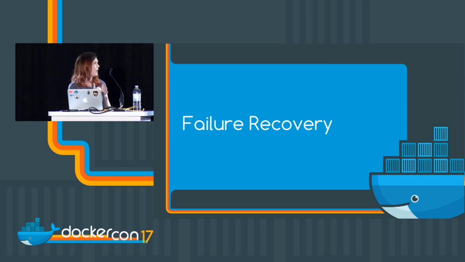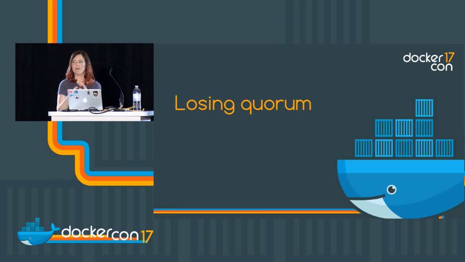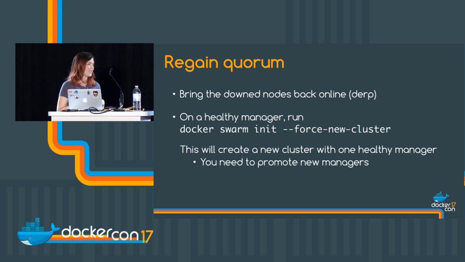Cool, so we talked about a really easy kind of failure recovery. What happens when a single node goes down? The jobs are just scheduled onto the other nodes that can accommodate them. But what happens when more disastrous things happen? So let's talk about losing quorum and what happens when you lose quorum. You simply can't do work on your cluster if you've lost quorum. The most obvious thing is to bring back the nodes that are down, like duh, right? Obviously that's probably not the case.